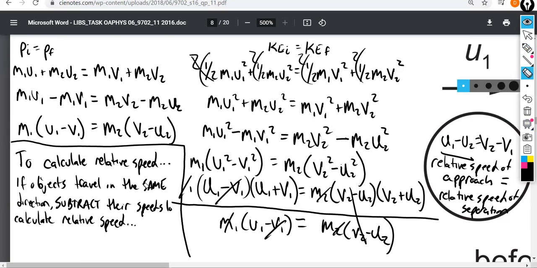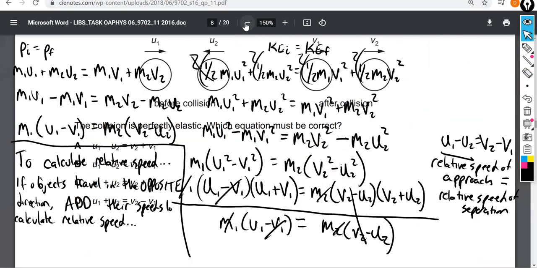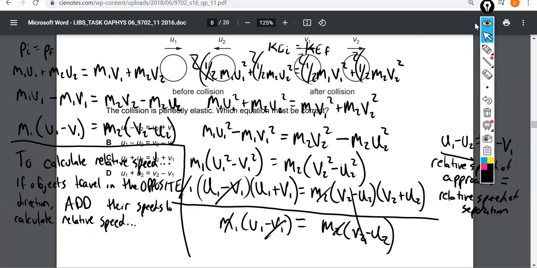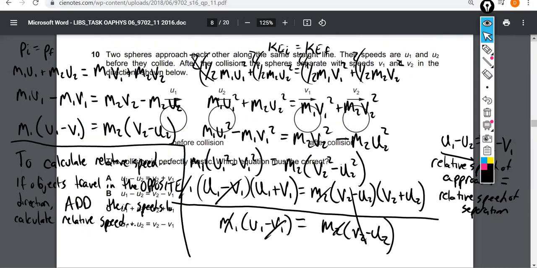If the objects travel in the opposite direction, add their speeds to calculate relative speed. Now, hopefully you got both of those notes down in your notebook. If not, just pause the video and rewind it and get the previous one. That's what I was trying to say, like there's two types of people in the world, those that can extrapolate from incomplete information. And now it's perfectly clear. Of course we have it.